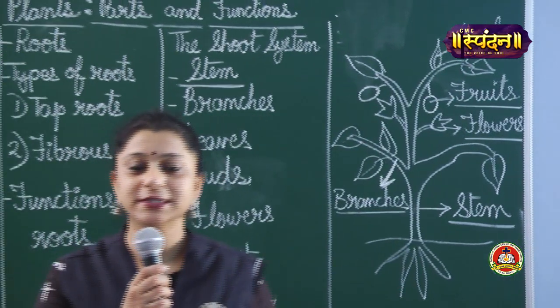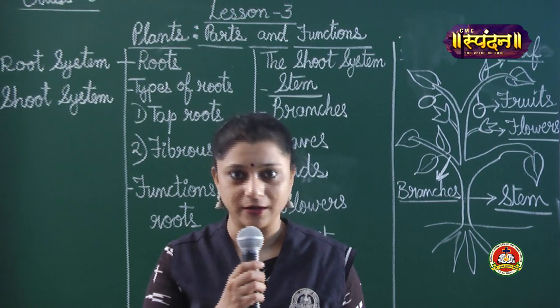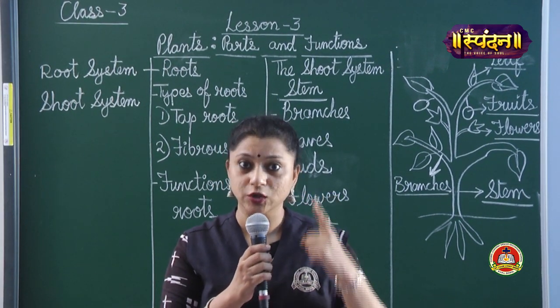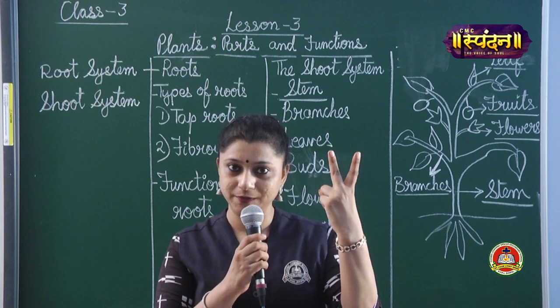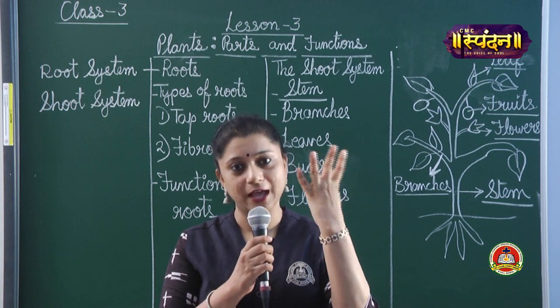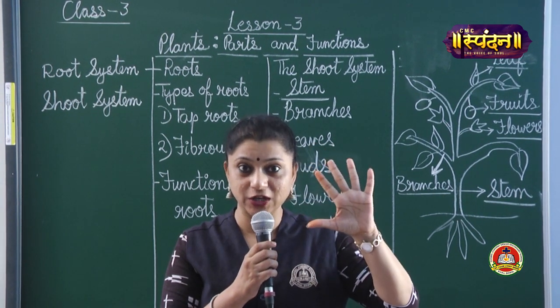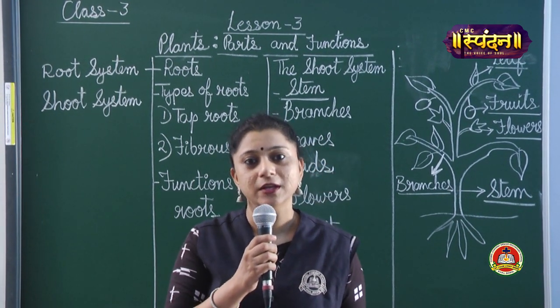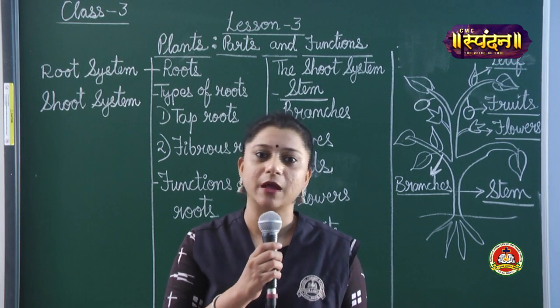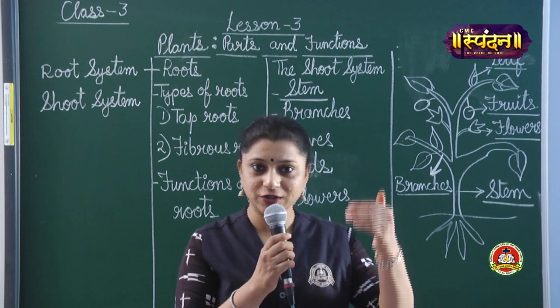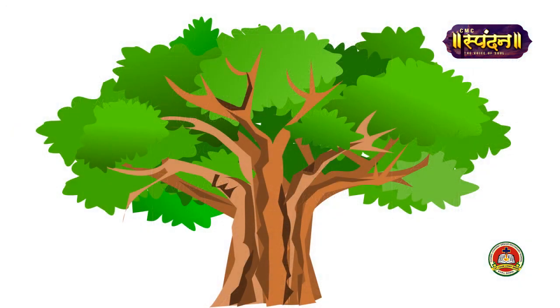Now, according to the stem that is present in the plants, plants are mainly of 5 types: trees, shrubs, herbs, climbers, and creepers. So this classification is on the basis of the type of stem these plants have. So we are going to study about each type one by one.